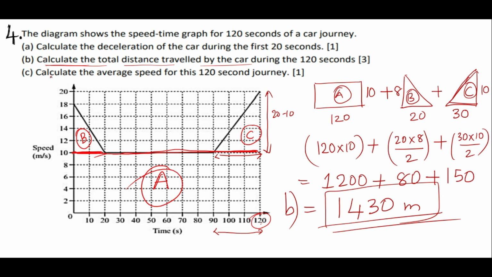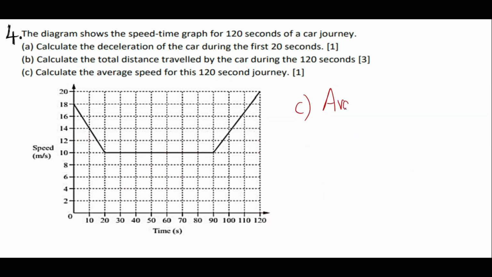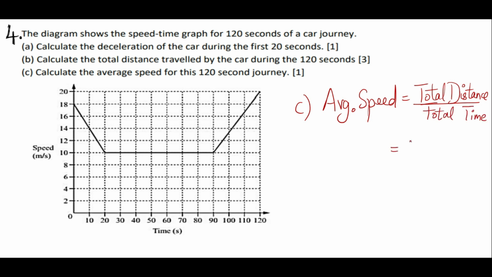Moving to the last part of the question, calculate the average speed for this 120 second journey. Average speed is equal to total distance divided by the total time. So here the total distance was 1430, divided by the total time taken, which was 120 seconds, giving me the average speed as 11.9 meters per second.